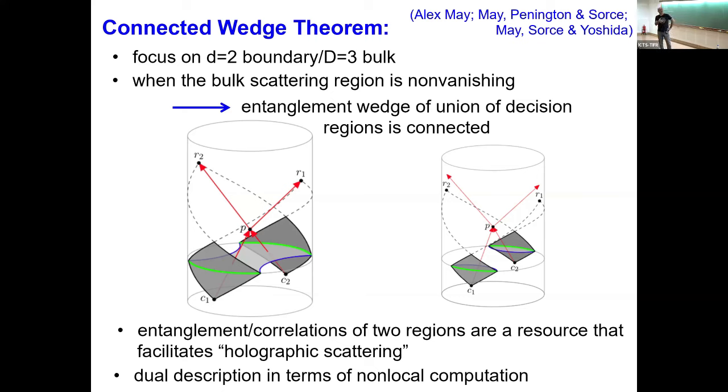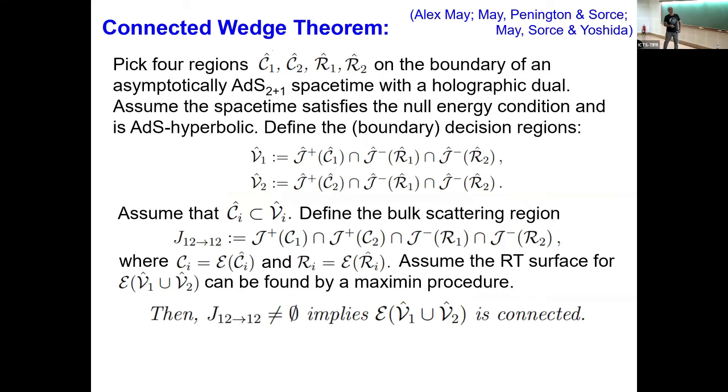Alex has gone on to talk about this in terms of non-local computation in the boundary theory, but the key idea is that I have these two inputs, but those inputs share a lot of entanglement in the decision regions, as I said, and that serves as a resource to carry out the task. And in fact, with his collaborators, Jonathan Sorce and Beni Yoshida, he developed what's now called the connected wedge theorem. Essentially, it's the same idea that I described with a few technical changes.